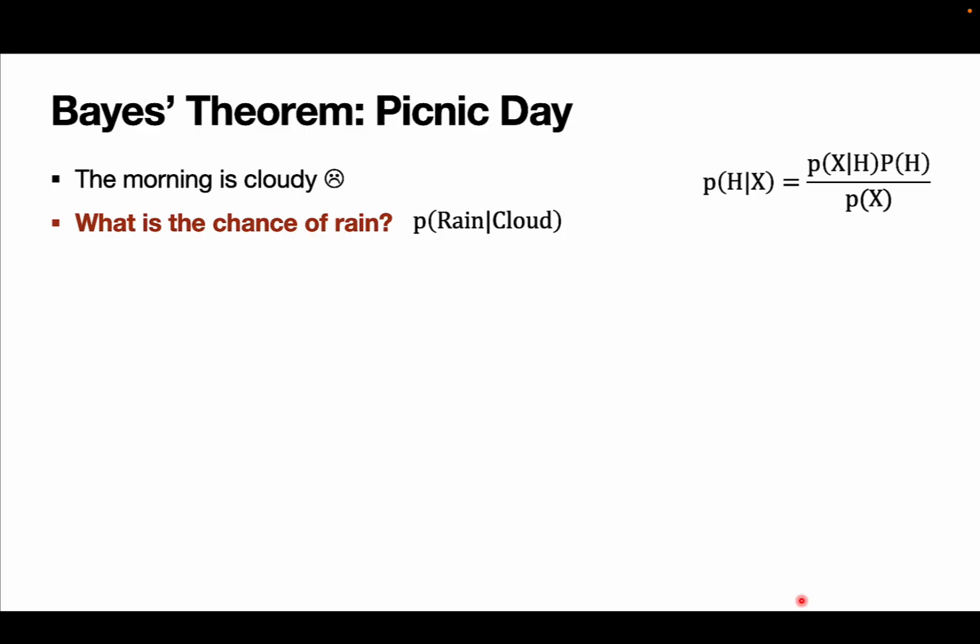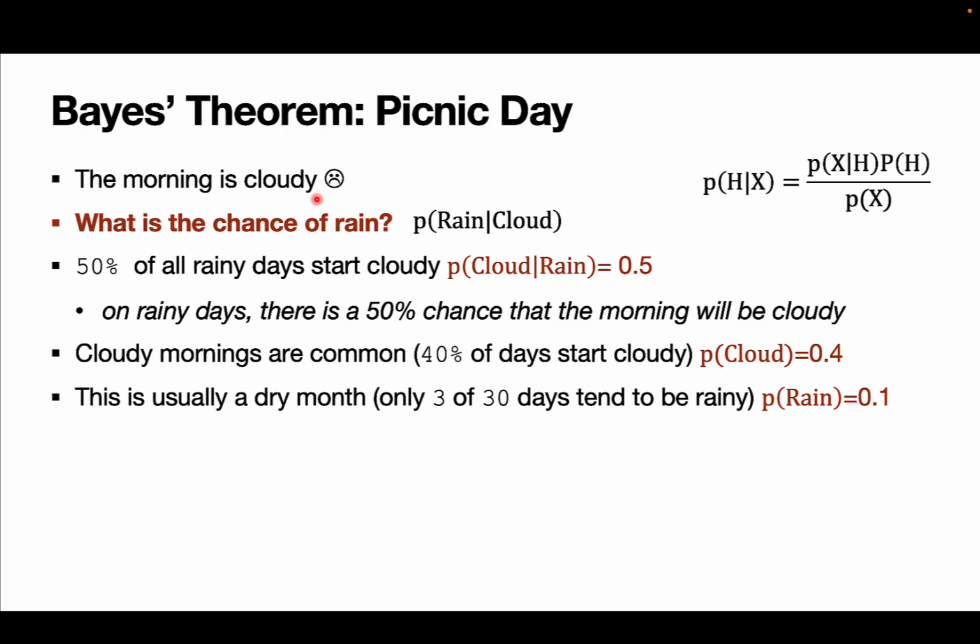Let's take a look at another example. Suppose it's Sunday morning and we want to invite our friends for a picnic, but the sky is cloudy, so we are not sure whether it's going to rain or not. So we want to compute the probability of rain given a cloud. We start to gather more information.